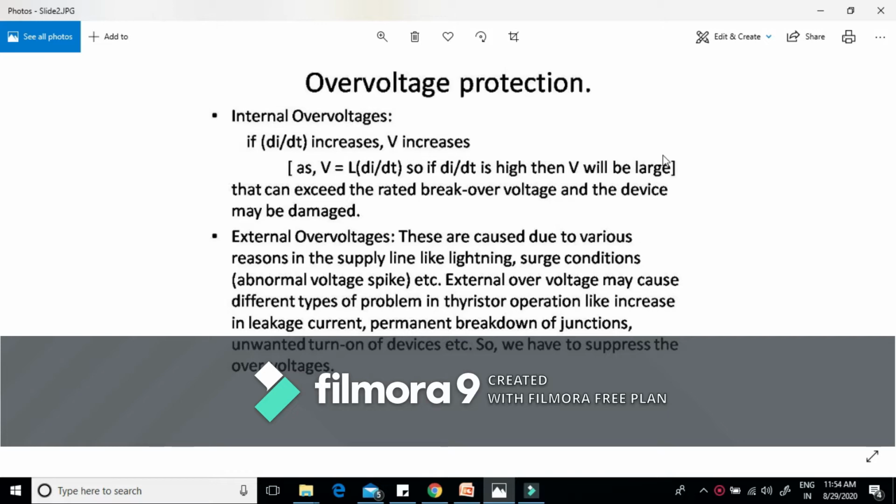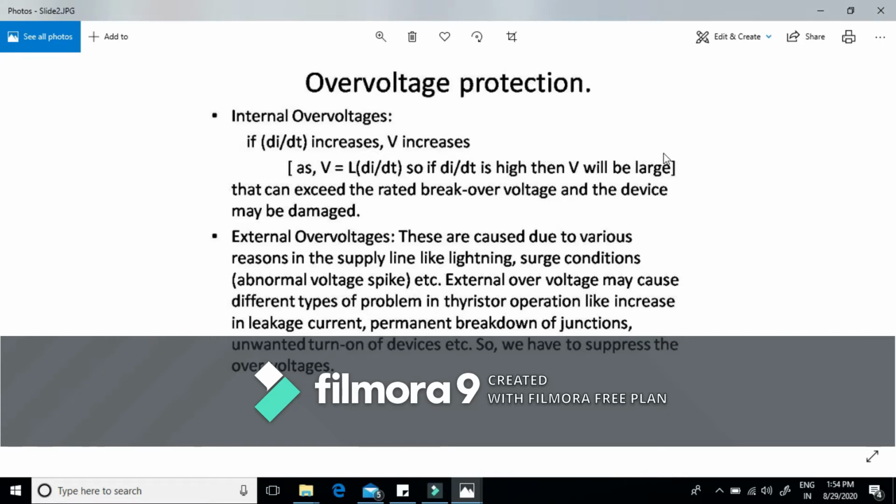A thyristor may be subjected to internal or external overvoltage. Internal overvoltage, as already explained, occurs during turning off of SCR; this high voltage across the terminals is due to the high di by dt during the turning off of SCR. If the di by dt is large, this voltage will be large and it may exceed the rated breakover voltage, and thus our device may get damaged. That's why we need protection against such overvoltage.